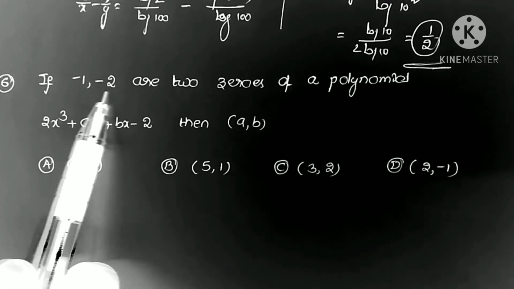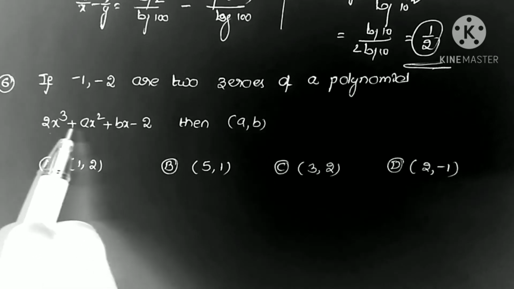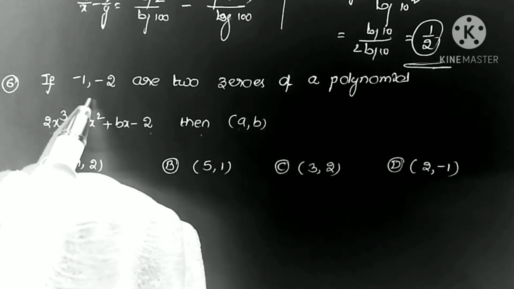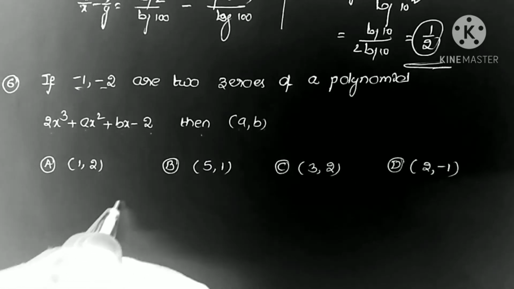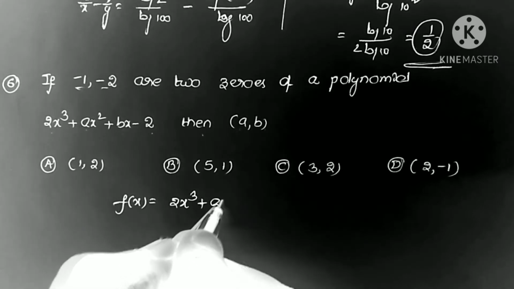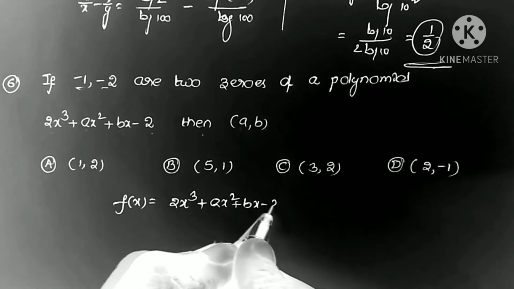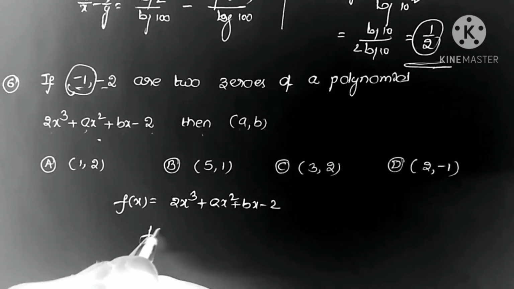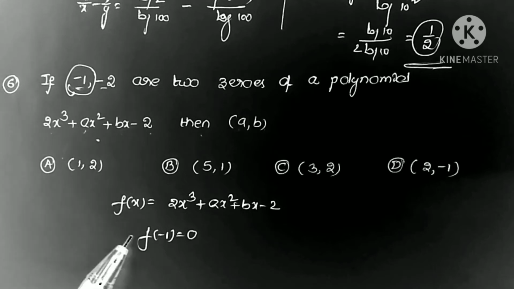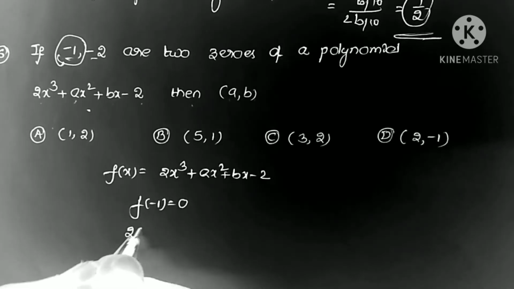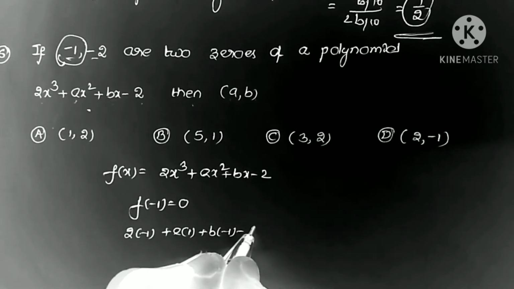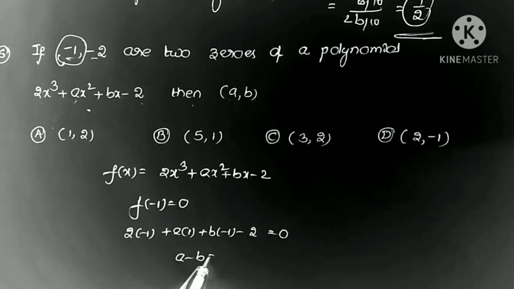Next problem, if minus 1, minus 2 are two zeros of the polynomial 2x cube plus ax square plus bx minus 2 equal to 0, then a, b is equal to. Given that these two are the zeros, first we take f of x equal to the given polynomial, 2x cube plus ax square plus bx minus 2. Since minus 1 is a zero of the polynomial, we get f of minus 1 equal to 0. That is 2 into minus 1 plus a into 1 plus b into minus 1 minus 2 equal to 0, which means a minus b is equal to 4.